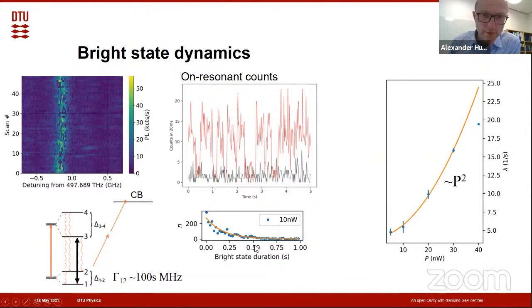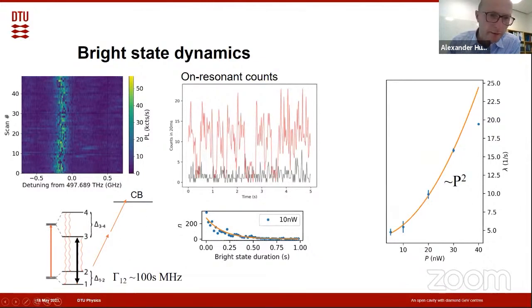What you can do now is bin the duration of these bright states into a histogram, which is shown here on the bottom plot, characterize the time constant, and then plot this time constant as a function of excitation power. What we see here, and we're quite sure about this, is a quadratic scaling with the excitation power. This strongly indicates that it's a two photon process which is happening here.